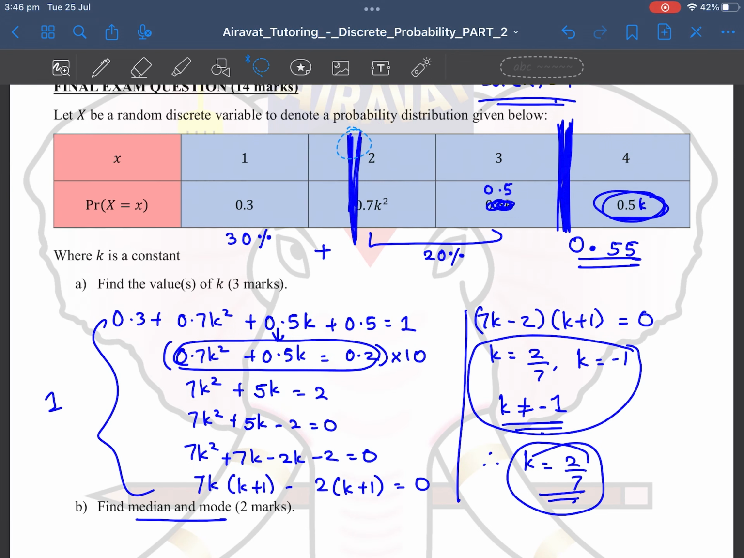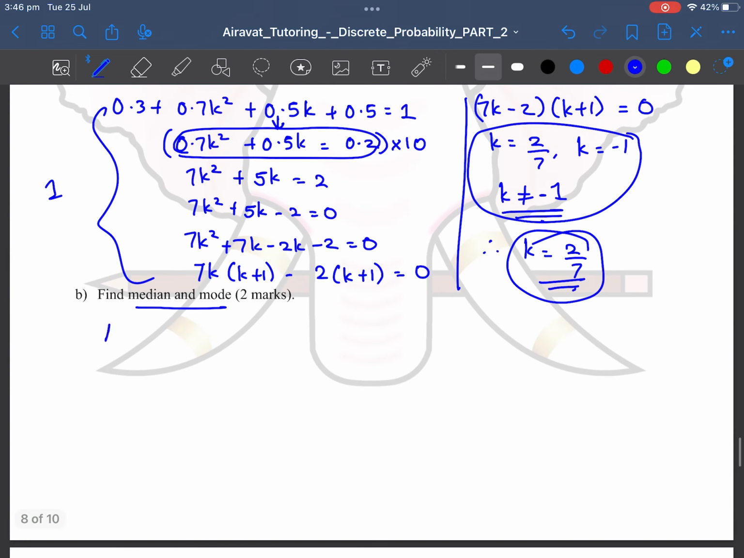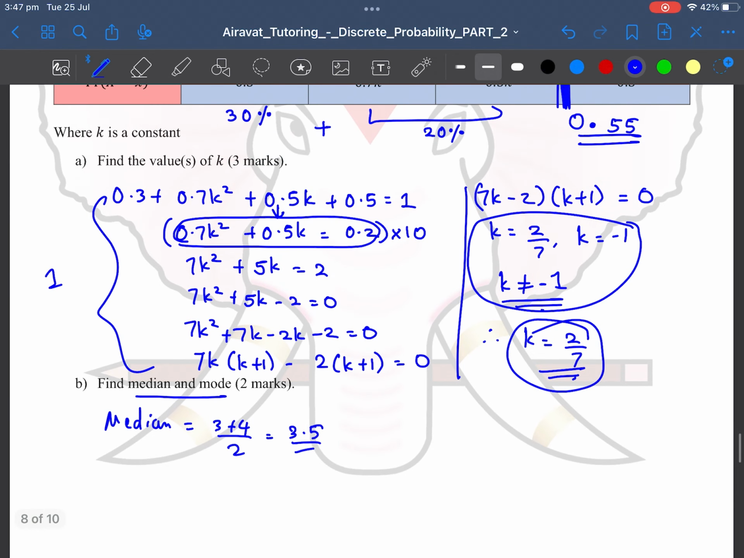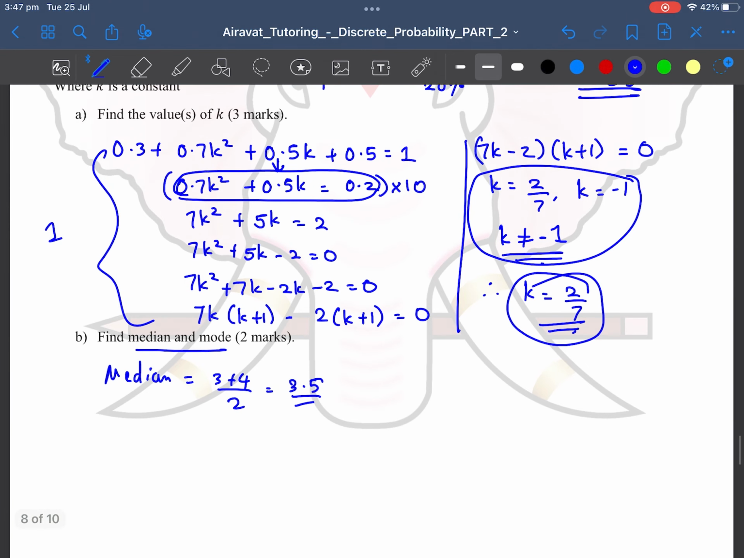So be careful. In this case, we are lucky enough that we get them side by side, so we can easily tell that these two when added up will just be 20%. So we can easily tell that median is going to be 3 plus 4 over 2, which is equals to 3.5. If you're confused how to find median and stuff using this probability mass function, well, just visit my part 1 of discrete probability. I go through this stuff in quite detail there.